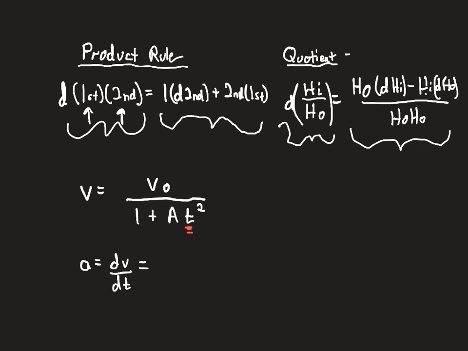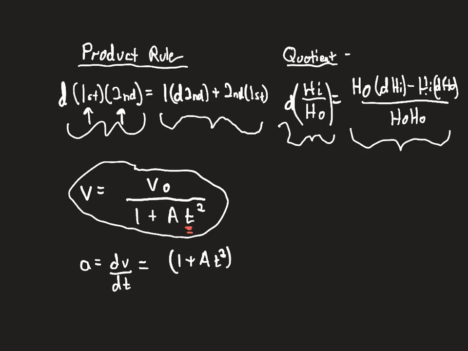So I'm going to take this derivative, and since I have a quotient here, I'm going to use the quotient rule. I'm going to take the derivative of this whole thing. I'm going to have ho d high minus high d ho over ho ho. So to take this derivative, I take the ho, which is the bottom part, the denominator, which would be 1 plus A times t squared, times the derivative of the top part, d high, the derivative of v naught. Now there's no t's here, there's no actual variables. So as far as this derivative with respect to time is concerned, v naught is just a constant. Derivative of a constant is 0. So it's going to be all of this, 1 plus A t squared, the ho, times 0, because that's the derivative of this numerator with respect to t.